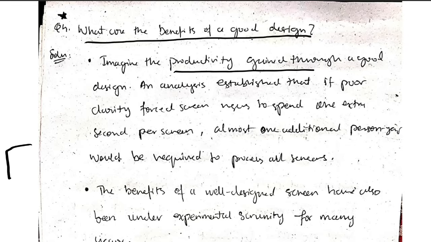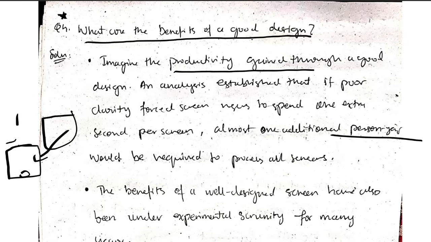user. For example, if there is a user who spends 1 second less than the previous version because of good design, so what will happen? 1 second is saved in one device. Like that, there are totally 4.8 to 5 million devices. So that many seconds will be saved overall. That is equivalent to 1 person year.